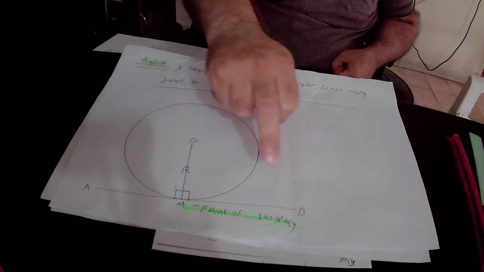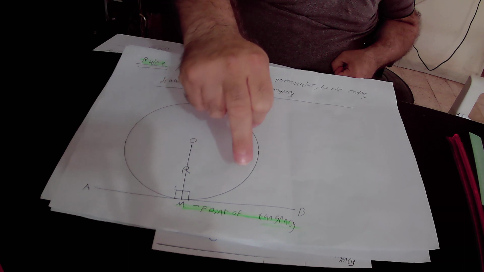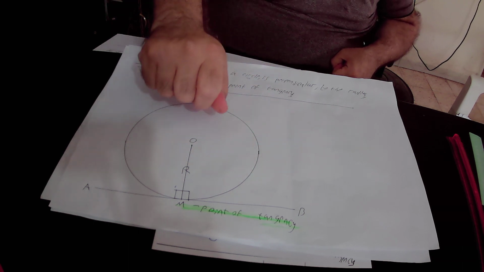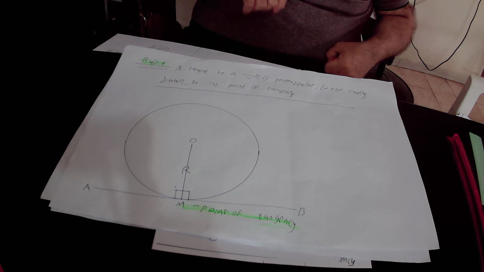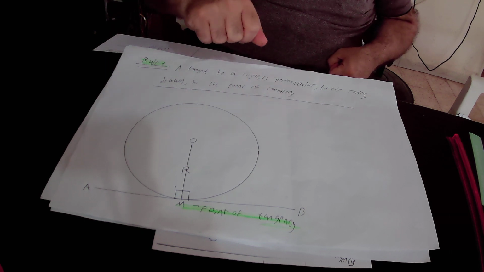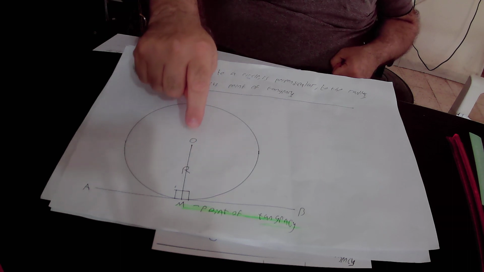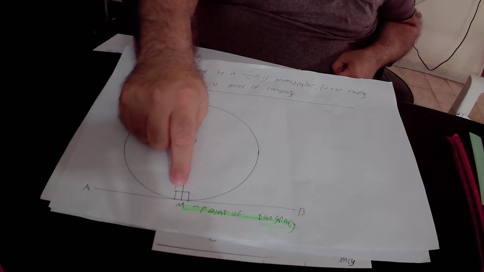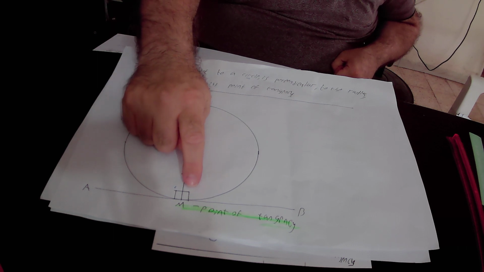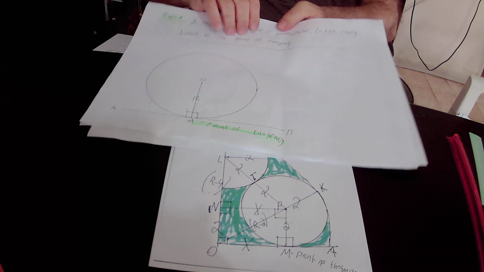So here tangent AB is tangent to this circle at point M. Point M is the point of tangency, and we have the radius OM that is drawn to the point of tangency. And whenever you have a radius that is drawn to the point of tangency, then tangent AB will be perpendicular to the radius MO. So if AB is perpendicular to MO, it means that this angle equals 90 degrees and this angle also equals 90 degrees. This is according to rule number 1.